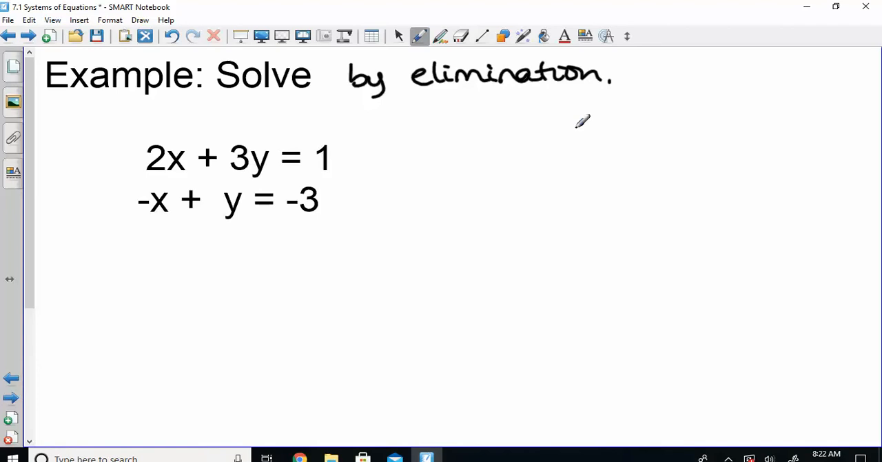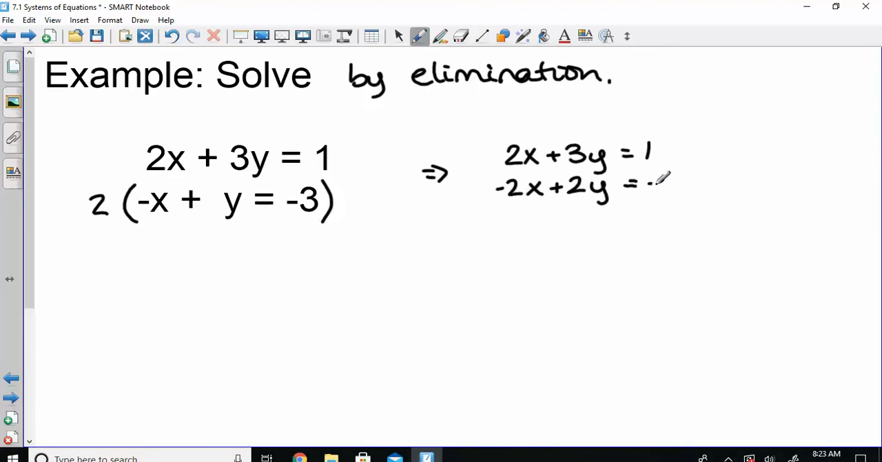X, okay. So this is a positive 2x. In order for me to cancel them and make it go away, this would have to be a negative 2x, right? So I need to take this second equation times 2. Alright, so you can multiply your equations by whatever you need to. You can multiply one or both. We did not change the first one. Second one, if we took it times 2, that's negative 2x plus 2y equals negative 6.